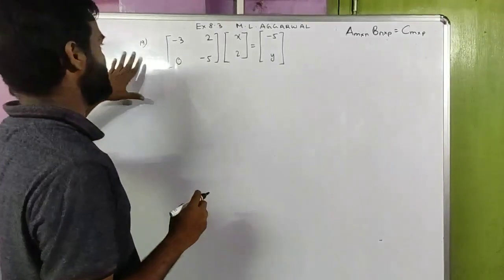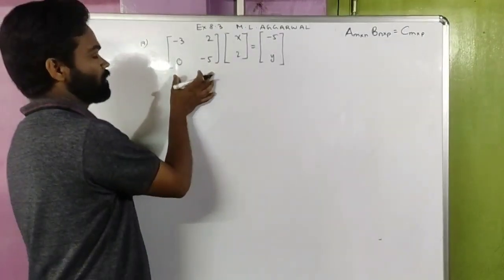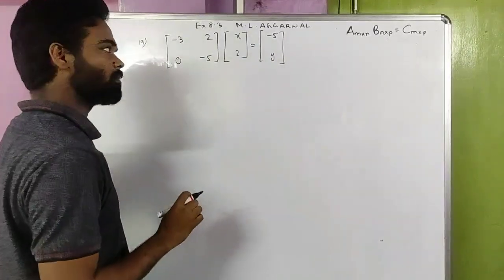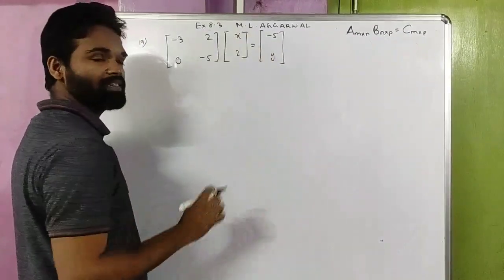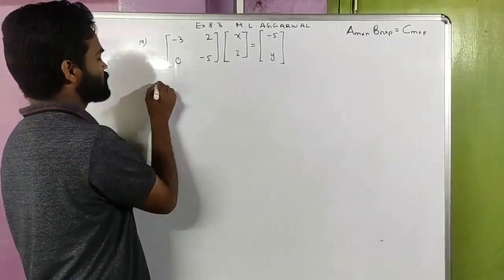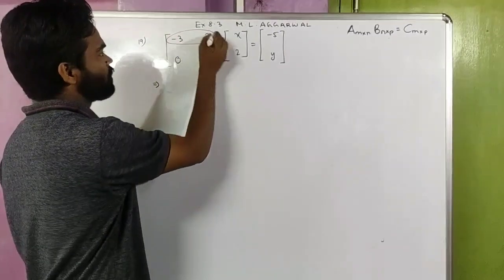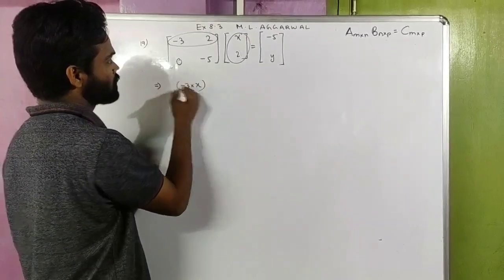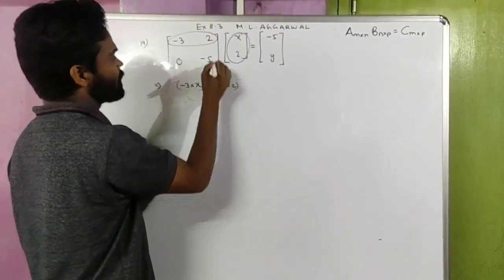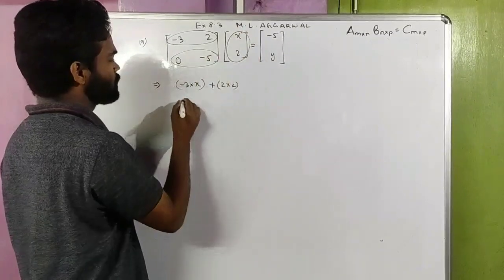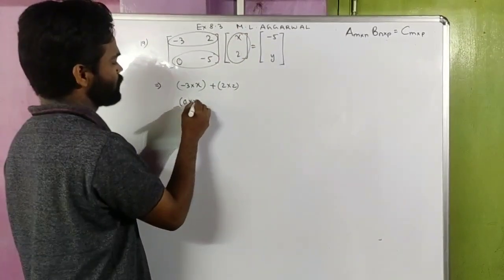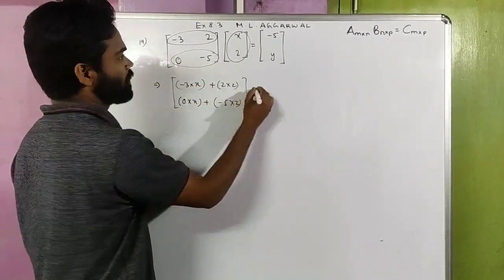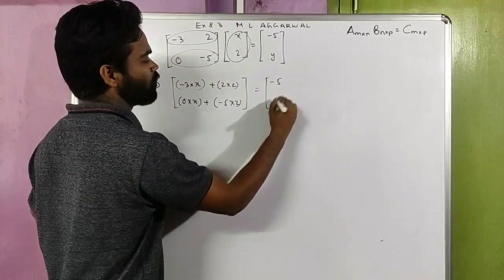Now look at sum number 19. A 2 cross 2 matrix multiplied by 2 cross 1 matrix definitely will give you 2 cross 1 matrix. There's some unknown over here, x and y. They have told us to find x and y. First thing, we'll multiply these two matrices. First row, first column, so that's minus 3 into x plus 2 into 2. Then second row, first column, so that's 0 into x plus minus 5 into 2. That's done. And this is minus 5 and y.